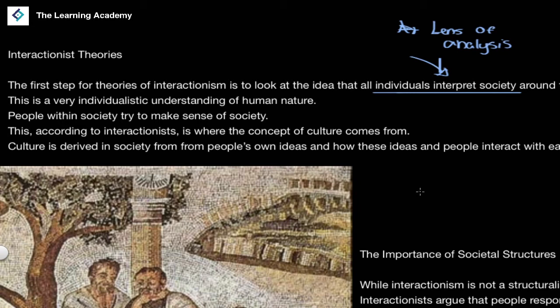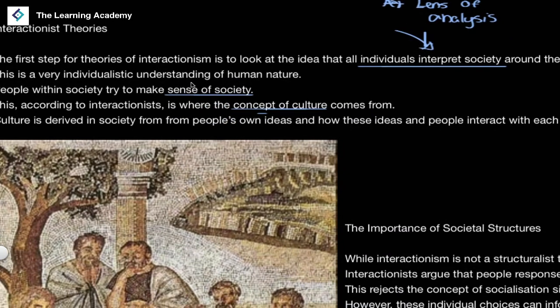It takes individual people and individual interactions, and it looks at how society is interpreted through their eyes, through their lens. And people within society try to make sense of how society operates, the kind of functions, the kind of roles, and the kind of systems that are in place within society. And according to interactionists, this is where the concept of culture comes from. So we will talk about culture and identity in a few lessons' time.